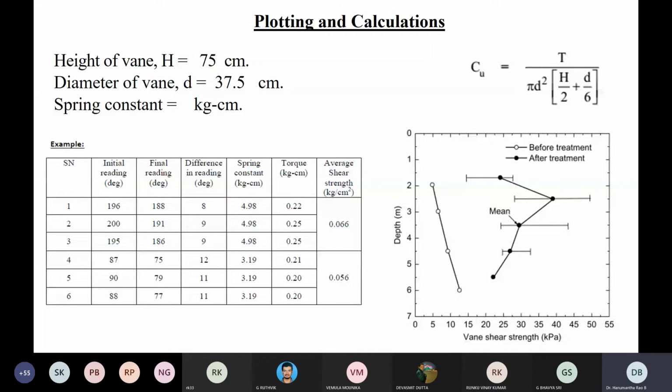We conducted an Atterberg limits test on a clay soil sample. So initially we have taken a clay soil. We determined the shrinkage limit. Then we kept on adding the water. Then we achieved the plastic state. Then upon further addition of the water, we reached the liquid state.